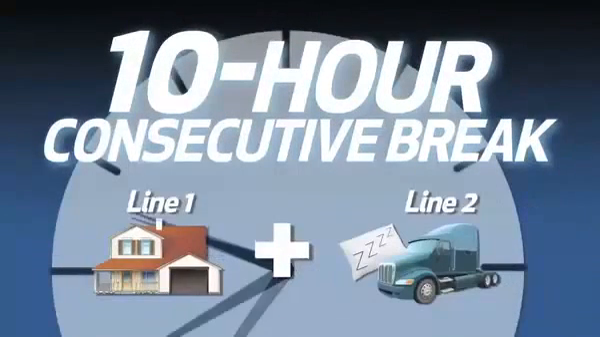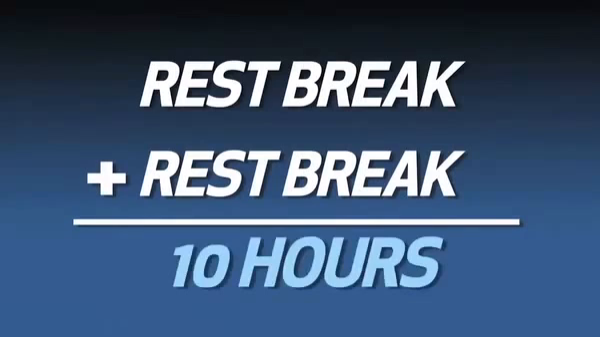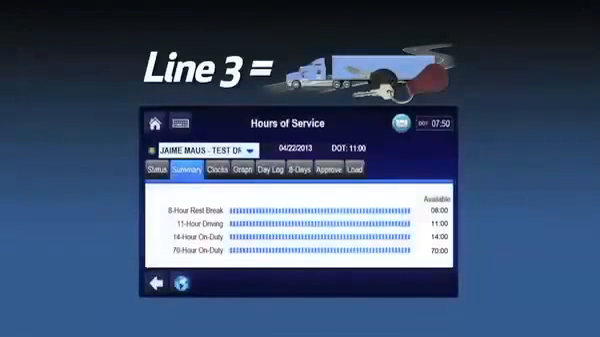A consecutive 10-hour break on Line 1, Line 2, or a combination of both will allow you to get all hours back on the 11-hour rule. You may also take 2 rest breaks that equal 10 hours in order to get part of your hours back on the 11-hour rule. This is known as a split break and will be discussed in more detail later in this module. All Line 3 time counts against this rule.